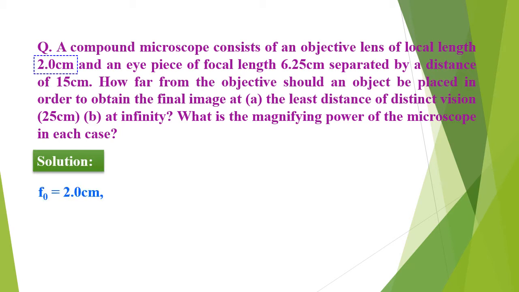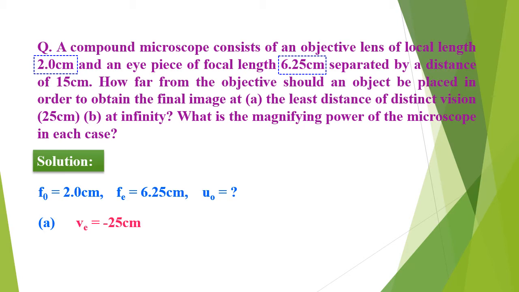Solution. The focal length given for the objective is 2.0 centimeter. See, there are two lenses we are using. One lens is the objective lens which is towards the object. Another lens is used for viewing, so that is called the eyepiece. Here objective focal length is 2.0 centimeter. The eyepiece focal length is 6.25 centimeter. The object distance from the objective, we need to determine in both cases.